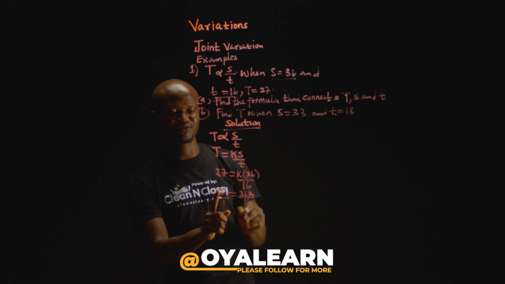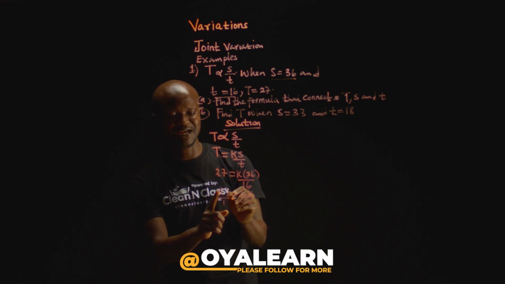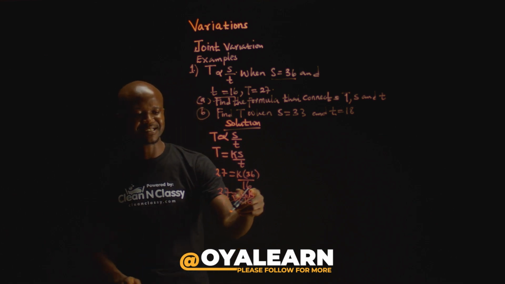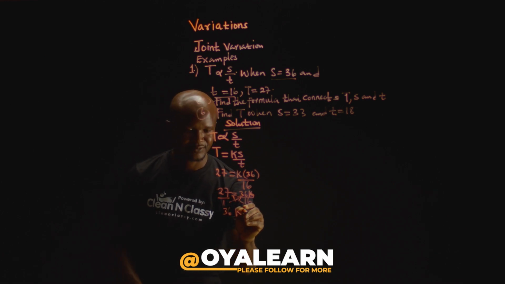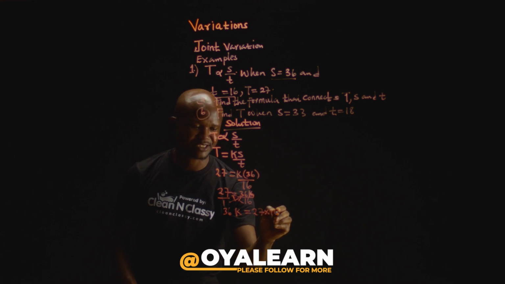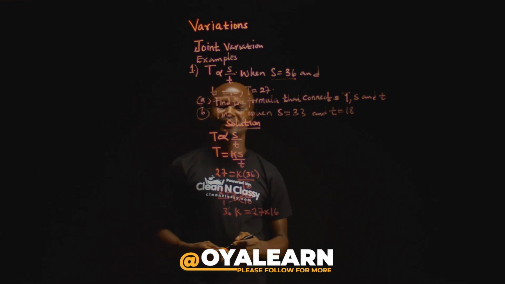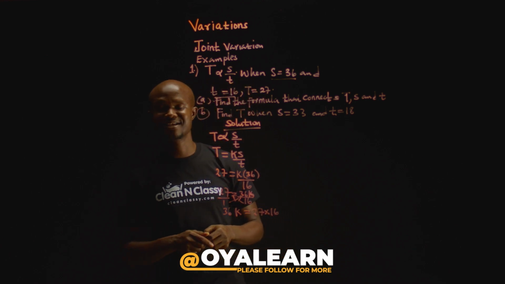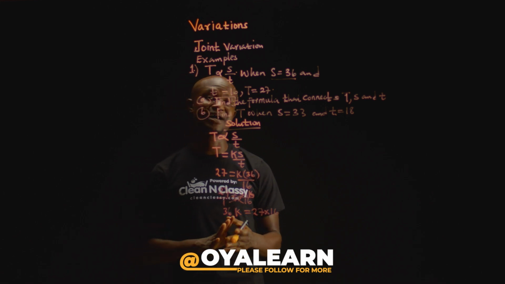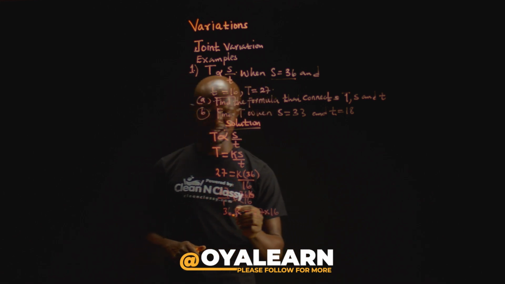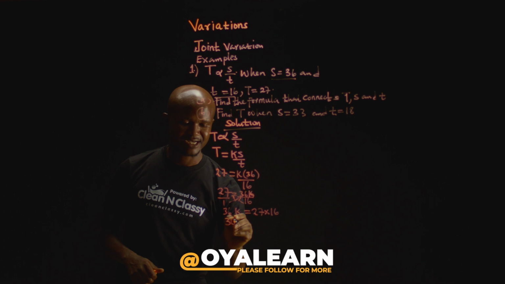This is the same thing as 27 over 1. So by cross multiplying, what do we have? 36k times 1, we have 36k is equal to 27 times 16. Now, what is the next thing to do? The next thing for us to do is to divide both sides by 36.